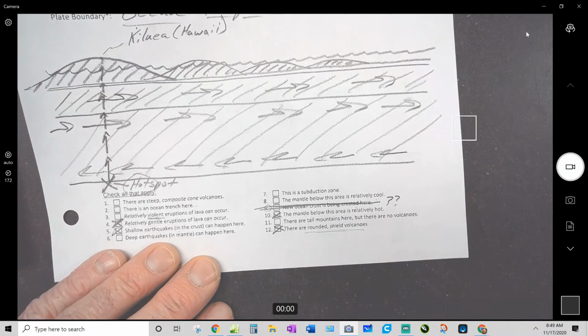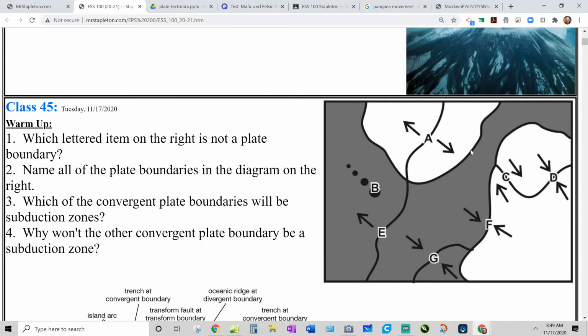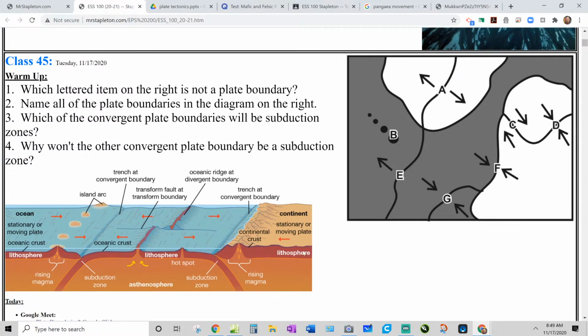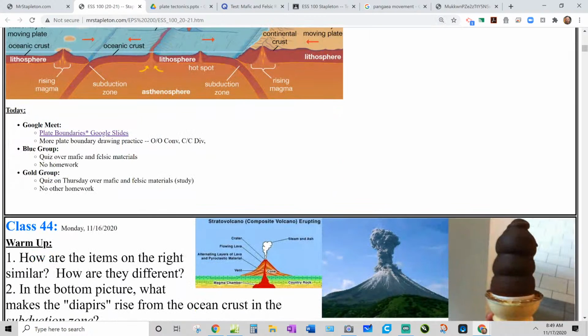All right, so that's all we're going to do today. We've got 2 more to do tomorrow. They're not the most interesting, but they'll go pretty fast. We've got continent divergent, and then we've got transform. So for homework, the gold group, you don't really have anything. You've got a quiz on Thursday that these people are going to take now over Mafic and Felsic. But if you want to practice drawing some of these things, that would be good. Just try to do it without my help. That'd be a good thing to do, but you don't have to. Blue people don't have any homework, but they've got a quiz right now.